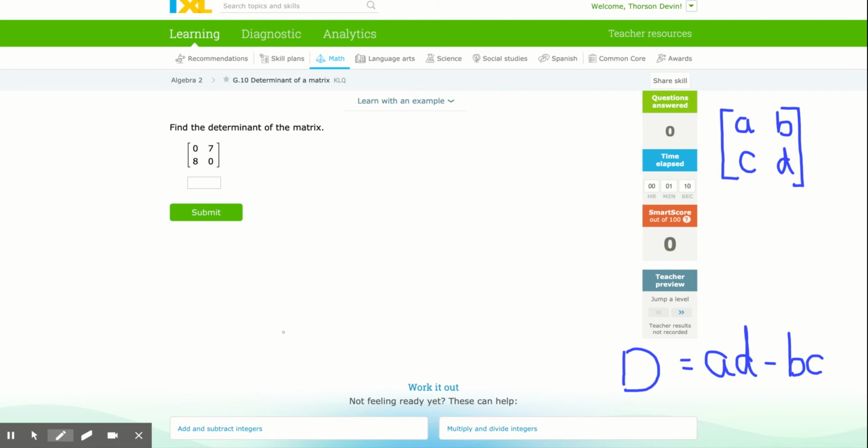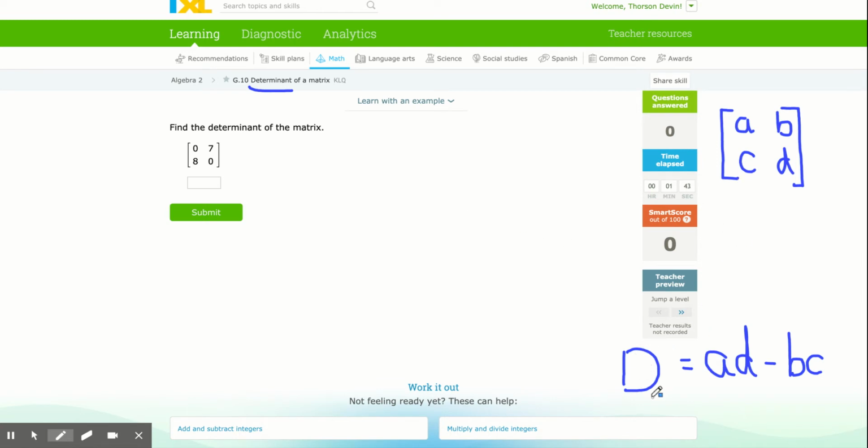Welcome. In this lesson, we're going to talk about the determinant of a matrix. Now, the determinant, it determines something. It determines if the matrix has an inverse, a multiplicative inverse, because with matrices, you cannot divide. You multiply by their multiplicative inverse. But before we talk about how to find the multiplicative inverse, it's important that we can tell if a matrix even has an inverse. So we talk about the determinant.